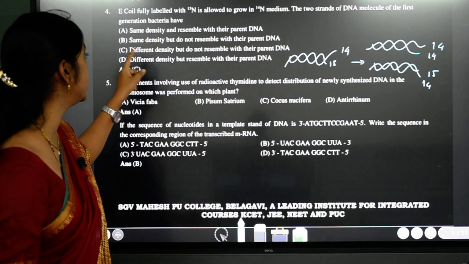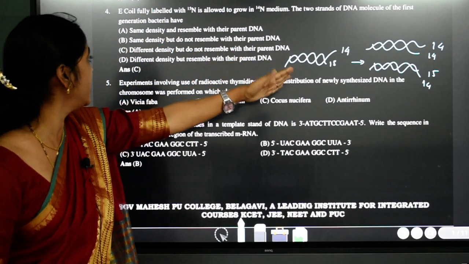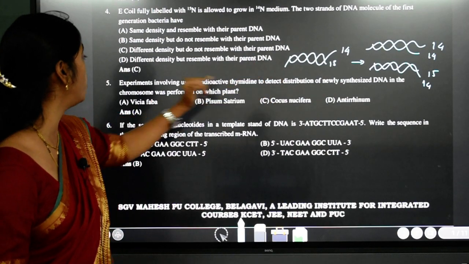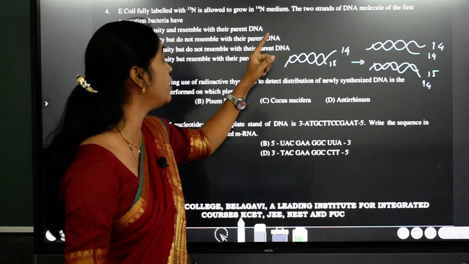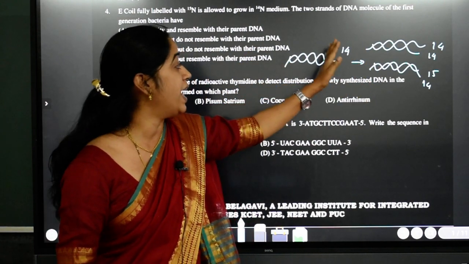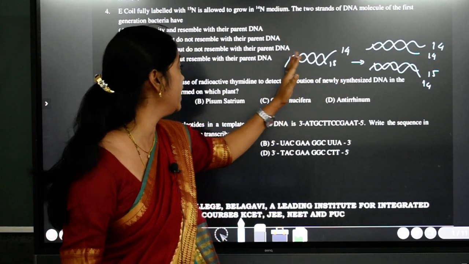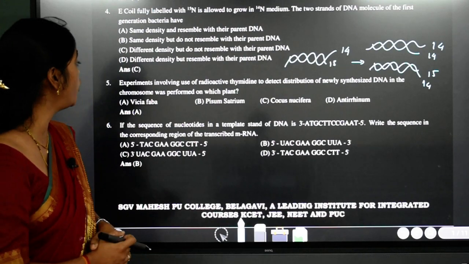So A is not the answer. Same density but do not resemble their parent. Again here there is no same density, so B is not the option. Different density but do not resemble their parent DNA. You can see here both are of different density and they are different from the parent DNA. So the answer is C. C is the correct option here. Let's go for the next question.